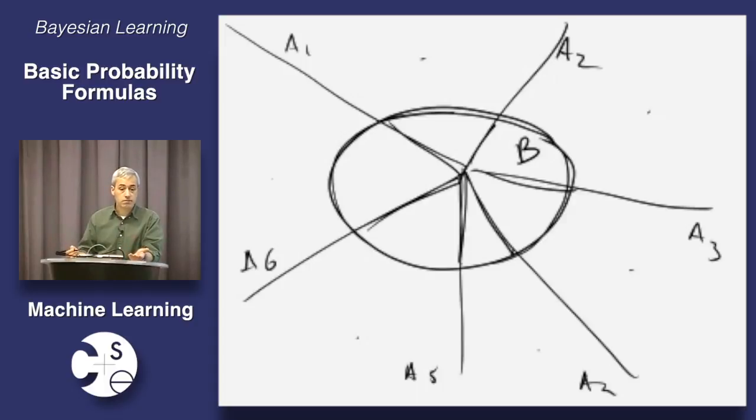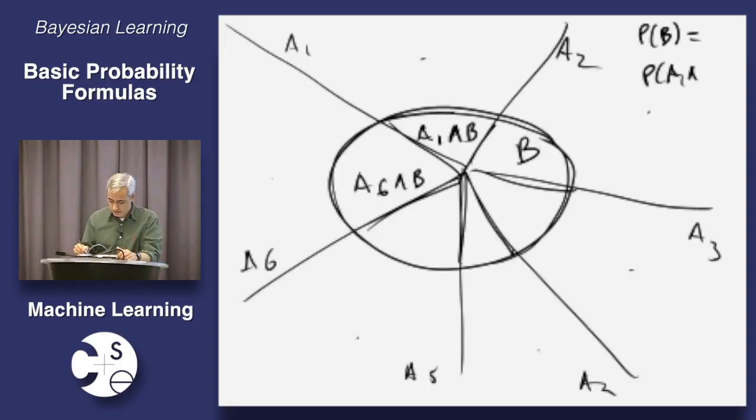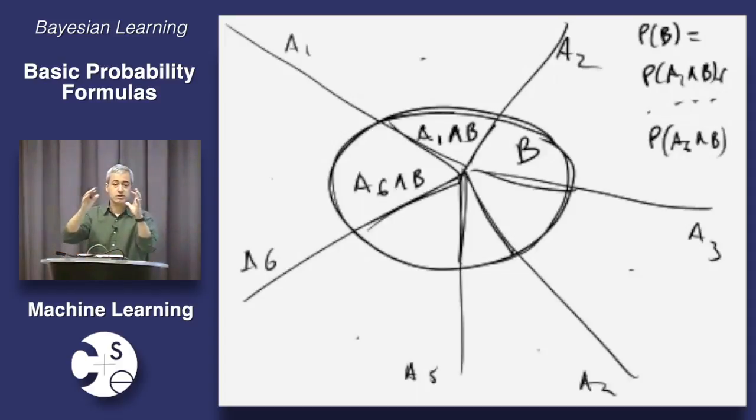You agree? And what is each one of these sectors? This sector here is A1 and B. You agree? And this sector here is what? A6 and B. So P of B, let me write this here, is equal to P of A1 and B plus P of A6 and B. You agree? This is very simple. This is just decomposing this orange into its segments.